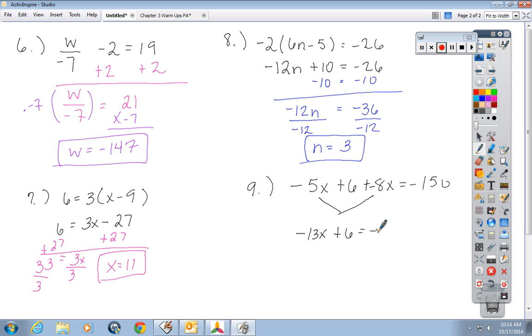Now what would I do? Subtract 6 from each side. And I'm left with -13x equals, what's -150 minus 6? -156. Divide both sides by -13, and what do you get? Positive 12. Questions on that one?